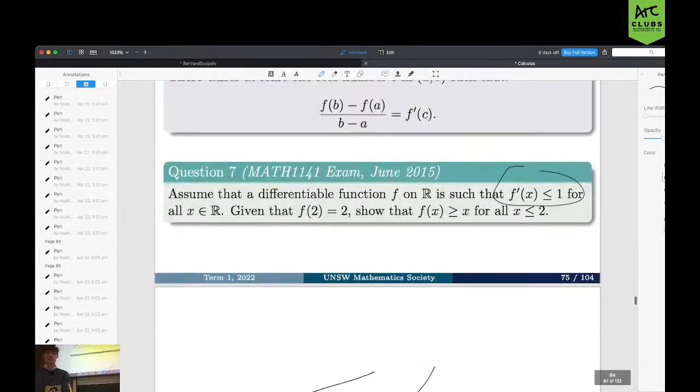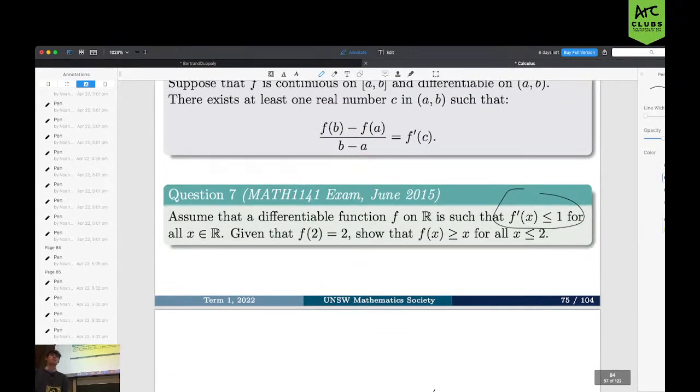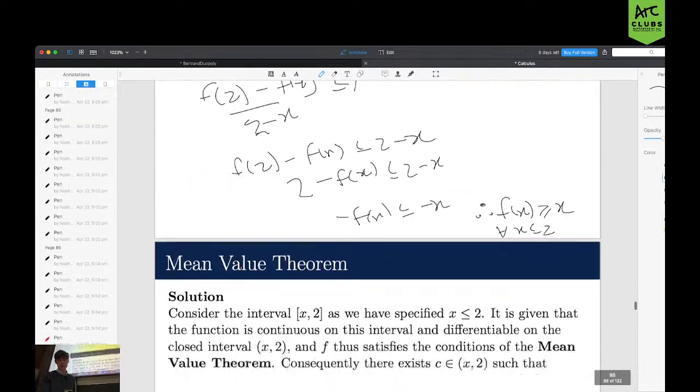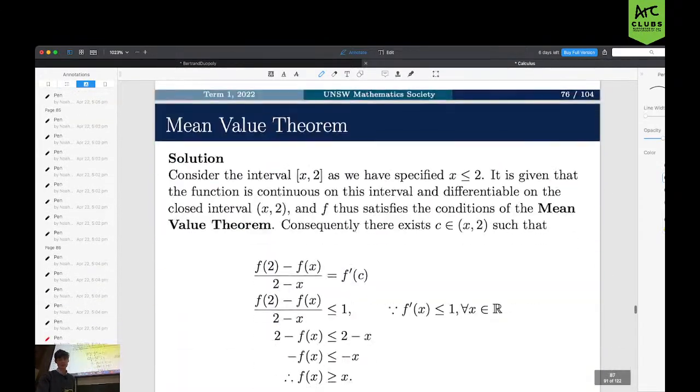So with these types of questions, when we use the mean value theorem to prove inequalities, there's a couple important things we have to keep in mind. Again, before we use the mean value theorem, we need to assure ourselves that we have met the requirements of the mean value theorem. So again, it needs to be continuous on the closed interval and differentiable on the open interval. So make sure you do those. Make sure you state that.